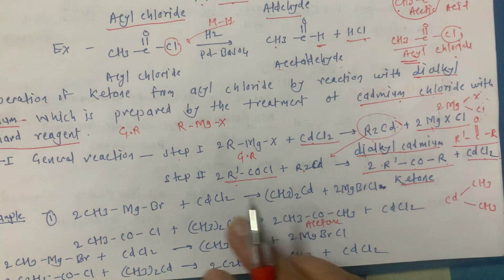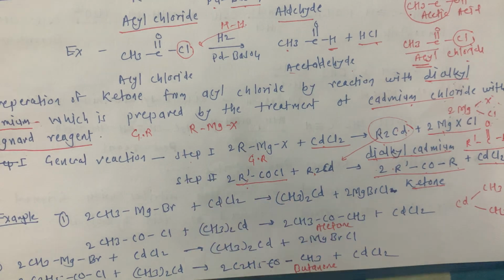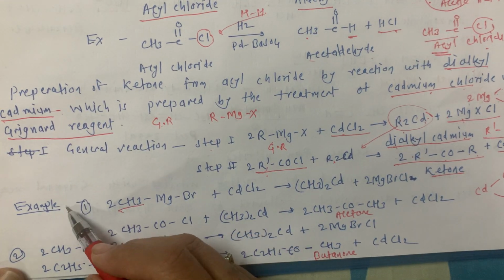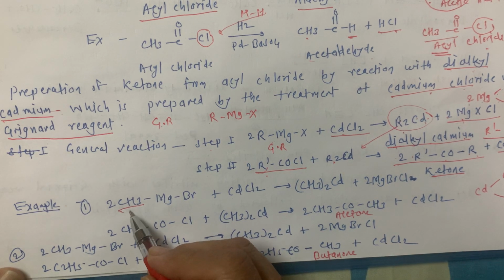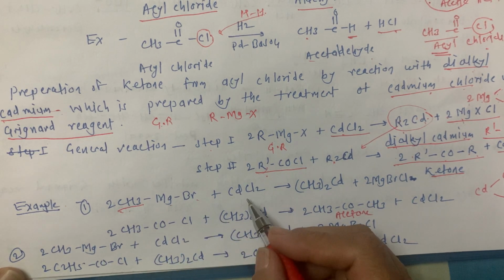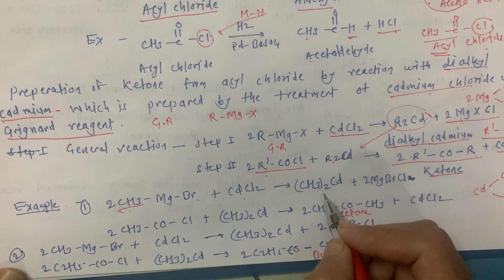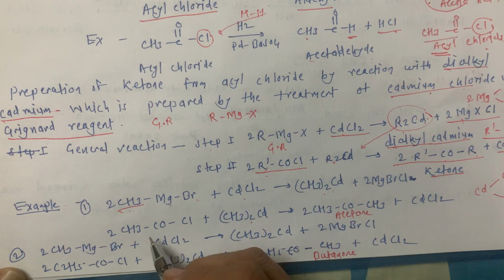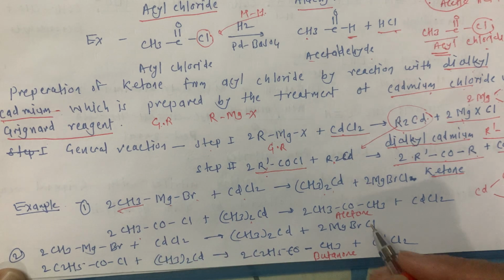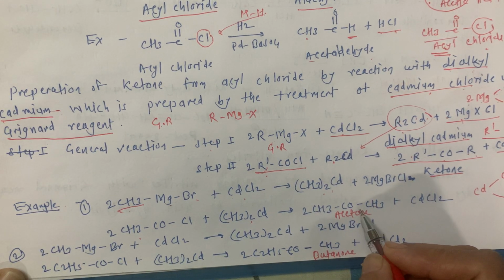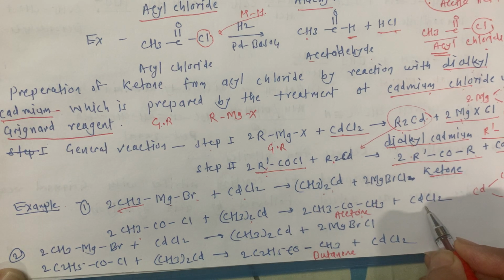Now by taking R, we generalize this reaction. Now taking a specific alkyl group, we can write the examples. So this is methyl magnesium bromide reacting with cadmium chloride to give you dimethyl cadmium. This dimethyl cadmium is going to react with the acyl chloride, which gives you acetone. Both R groups are the same, and this is cadmium chloride.